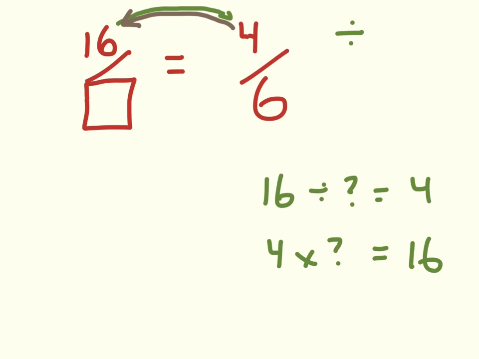Now, if you didn't want to do it that way with multiplication, you know that 16 divided by 4 is 4. So what number divided by 4 would give you 6? Well, if you think of fact families, 6 times 4 is 24.